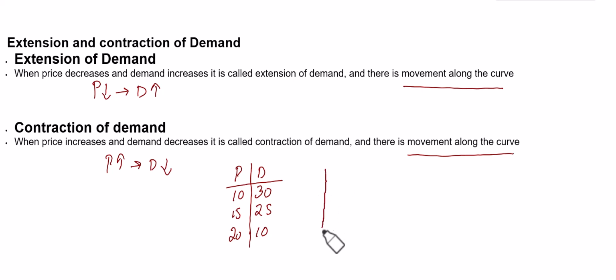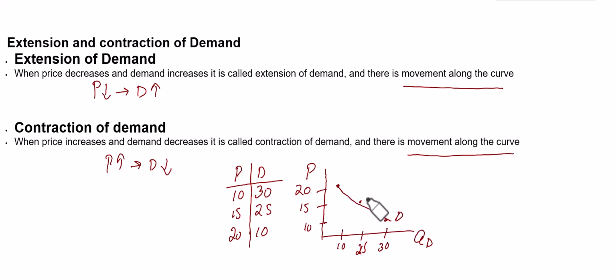So we can draw this table graphically. On the y-axis we are going to take price level, and on the x-axis we are going to take quantity demanded. The first price level is 10, the second price level is 15, and the third price level is 20. Then 10, 25 and 30. When the price is 10, the quantity demanded is 30. When the price level is 15, the quantity demanded is 25. When price is 20, the quantity demanded is 10. So when we join the points, we will have the demand curve.